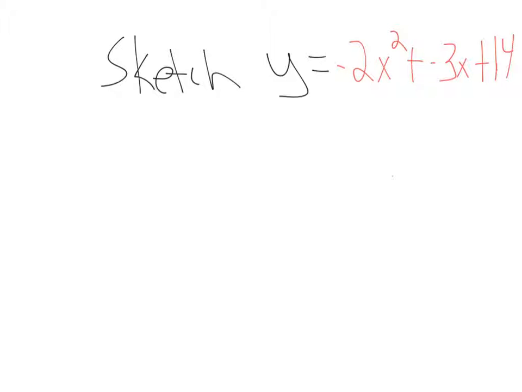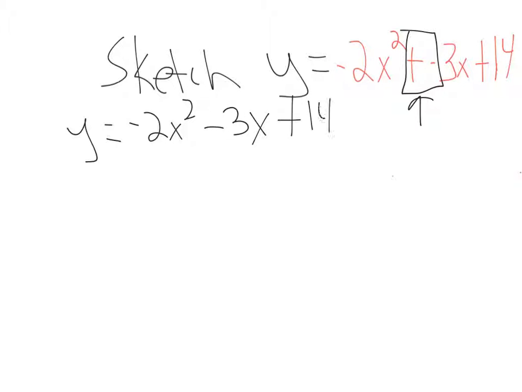So here we go. So we're going to go ahead and do this. Now, one of the things that may seem strange here is you're going to notice this right here says plus a negative 3x. That's because of the way the spreadsheet works. That's what it looks like. But what you need to interpret that as is just a minus sign. So really what we're working with is y equals negative 2x squared minus 3x plus 14.